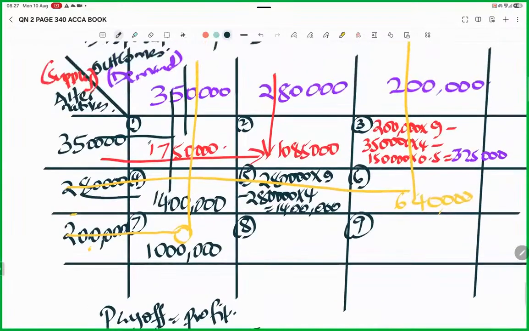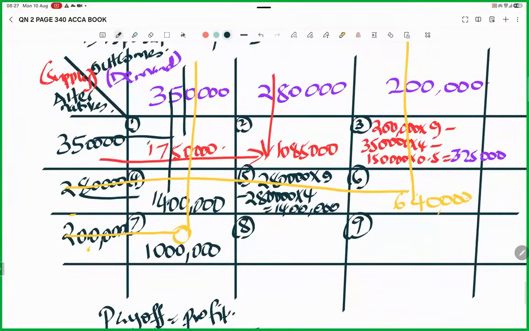So for number 8, the same. You can see here the supply is smaller than the demand. So 200,000 versus 280,000. So we sell 200,000 times 9 minus the cost of supply, 200,000 times 4, no disposal. So what are we able to get, ladies and gentlemen, for cell number 8? 1 million again. So we go to number 9.